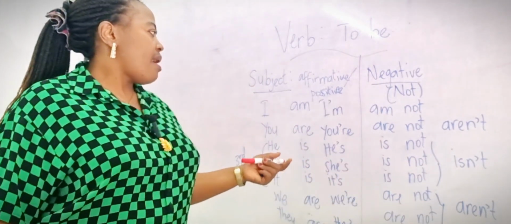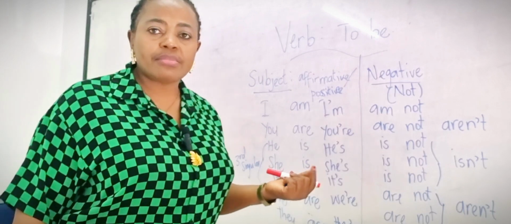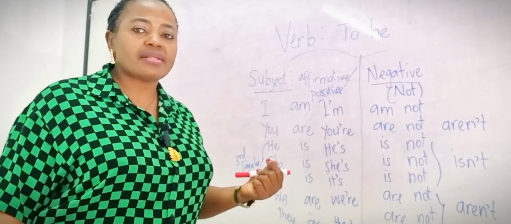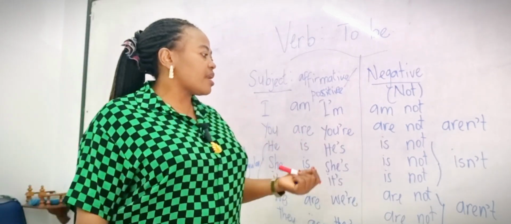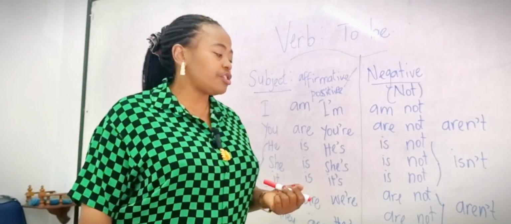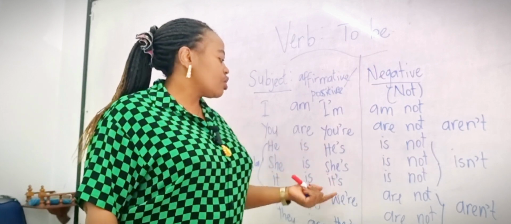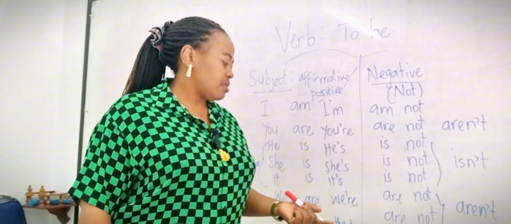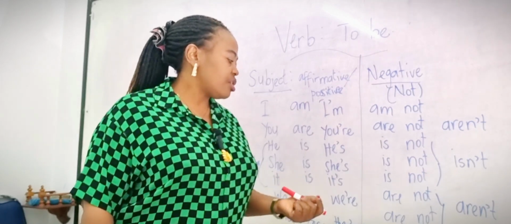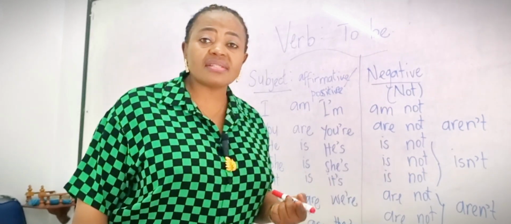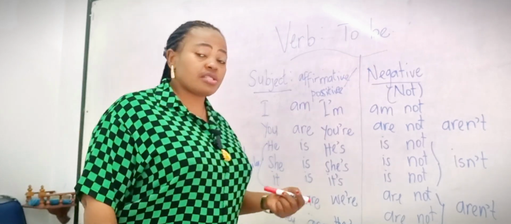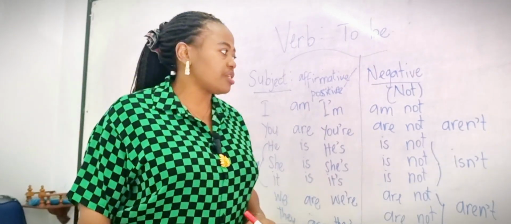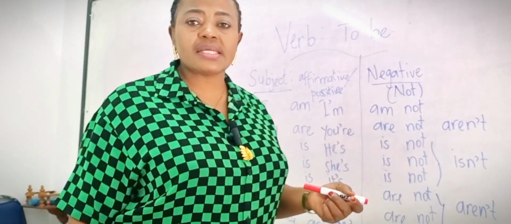So you can say, I'm not a teacher. You are not a teacher, or you aren't a teacher. He is not a teacher, or he isn't a teacher. She is not a teacher, or she isn't a teacher. We are not teachers, or we aren't teachers. They are not teachers, or they aren't teachers. Okay, so that is it about negative.